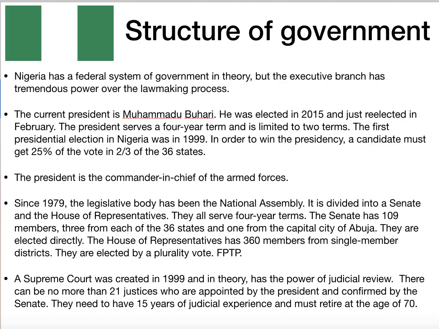And then the Supreme Court was created recently in 1999. Again, in theory, it has the power of judicial review, but rarely is it enforced. The number of justices does fluctuate. They have 16 right now, but they're allowed to have up to 21. They have to have 15 years of experience, and they must retire at 70.